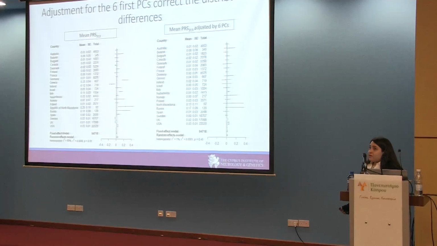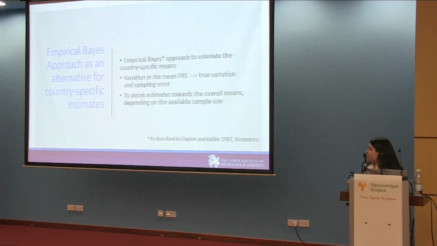However, the principal components are not always available, since genotype data are needed to calculate those principal components. So for this reason, we explored an empirical-based approach as an alternative method to derive the country-specific estimates. We have used the method as described in the paper of Clayton and Calder 1987. So this method is based on the logic that the variation in the mean PRS could be actual true variation, but also due to sampling error. Therefore, this method is used to shrink the estimates towards the overall mean, depending on the available sample size.